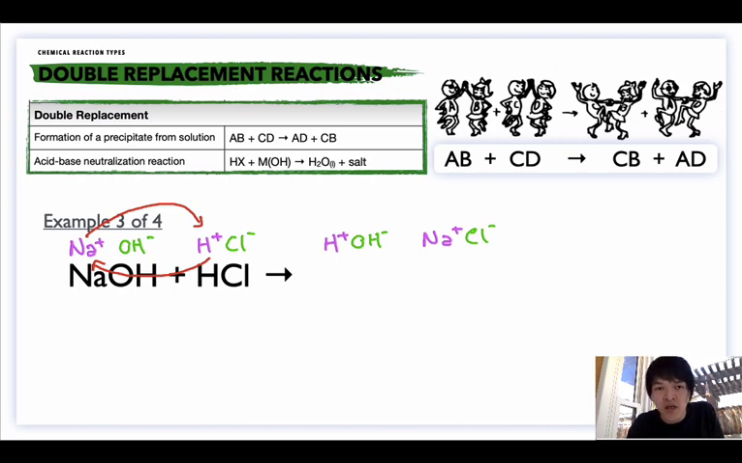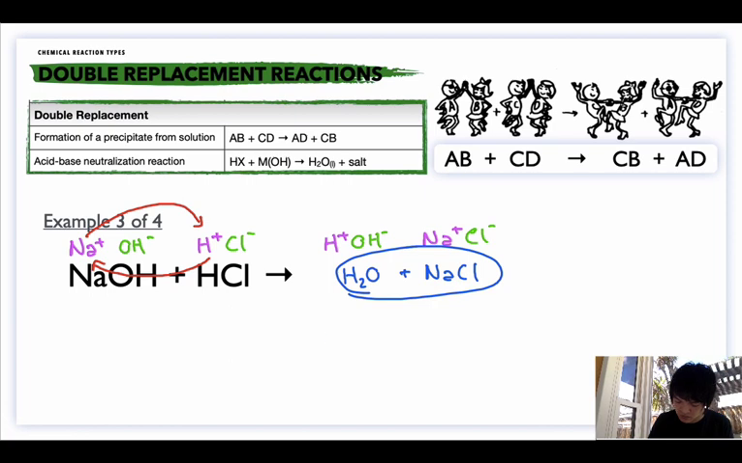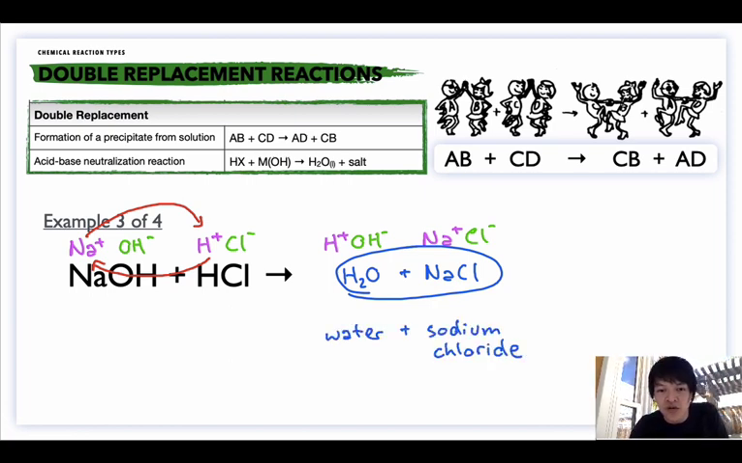In this case, I just want to point out again that since we have an acid-base reaction, the H plus ion and the OH minus ion are going to combine to form water here. All right, and there's the answer circled. We have water and sodium chloride. Let's go ahead and do our final example.